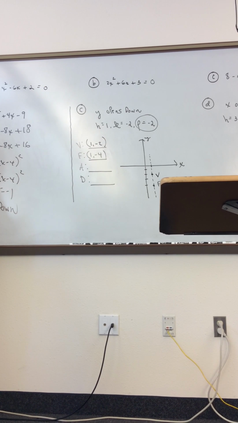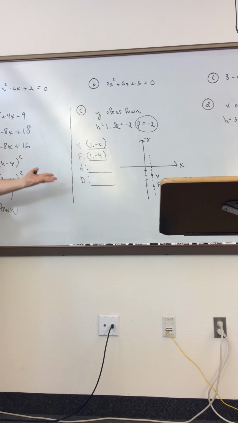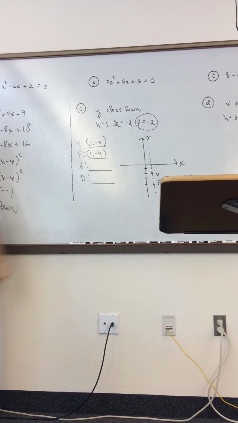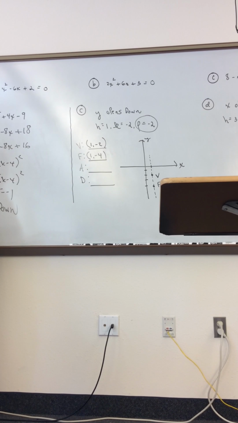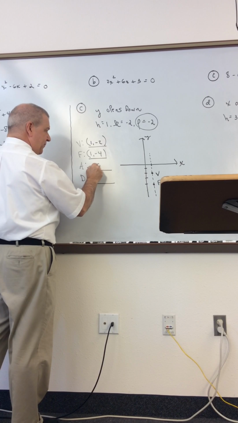What is it? It's a vertical line. You've already done this. What's the axis of symmetry? What are you putting there? Chris? X equals a number, right? It goes x equals 1.